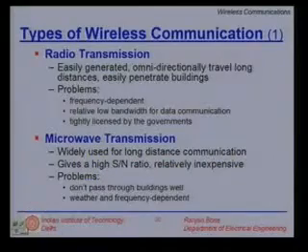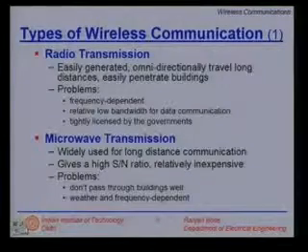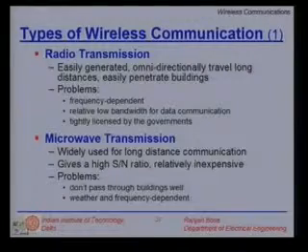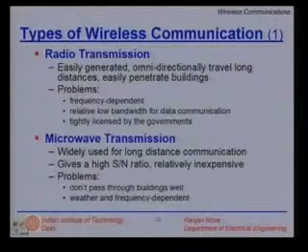Let us look at the types of wireless communication systems available today. The first and the foremost is the radio transmission systems. These were one of the earlier systems and are popular till today because they can be very easily generated, and also designing the hardware is easy for them.